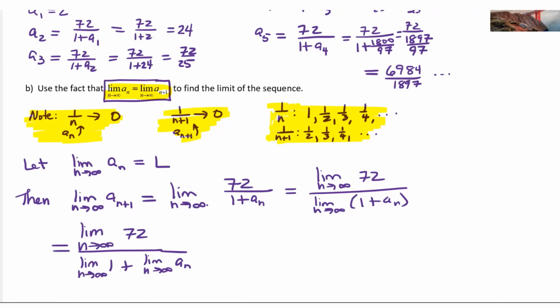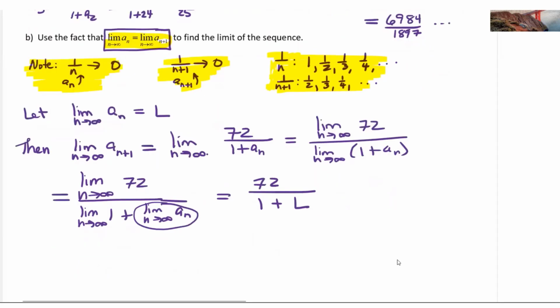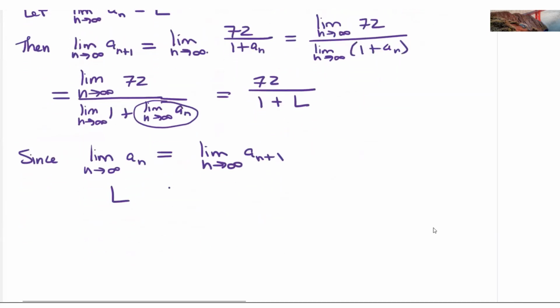But we know the limit of a constant is just going to be a constant. So in the numerator there, we're just going to get 72. And in the denominator on the left, we get 1. And then on the right here, this is going to be L. That's how we defined it. Now we're going to use the equality of these two. Since the limit as n goes to infinity of a sub n has to be equal to the limit as n goes to infinity of a sub n plus 1, then it must be that L is equal to 72 over 1 plus L.